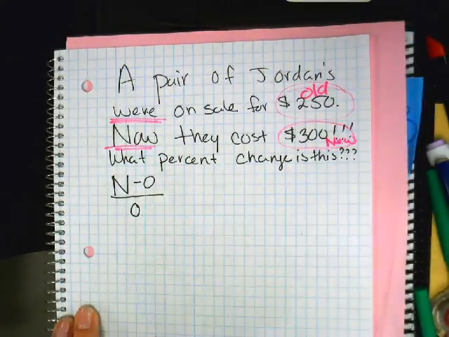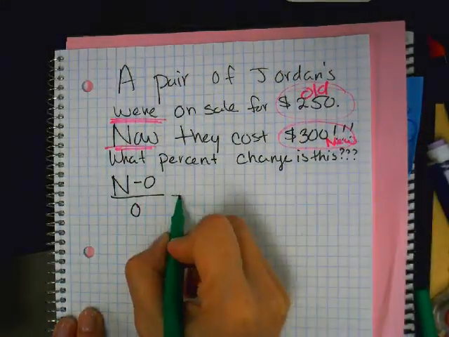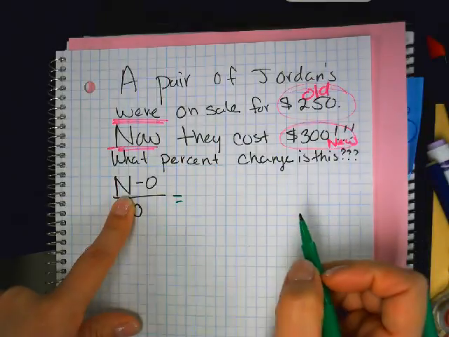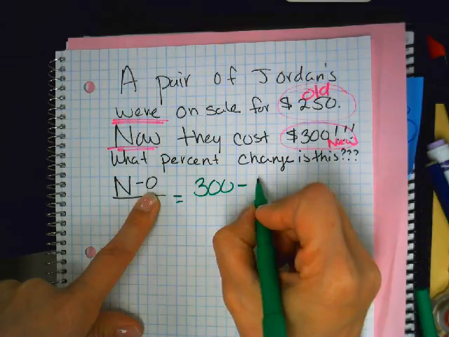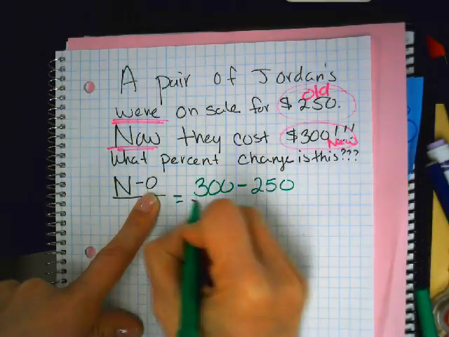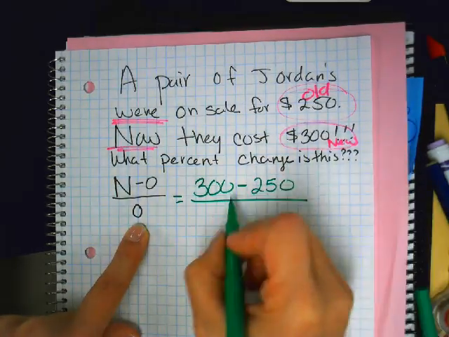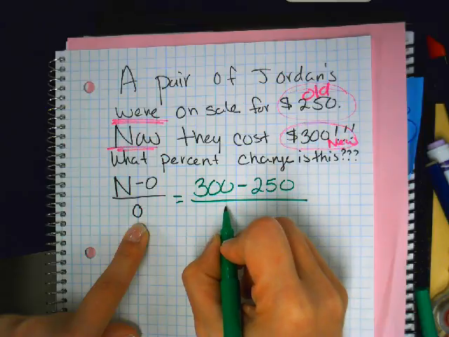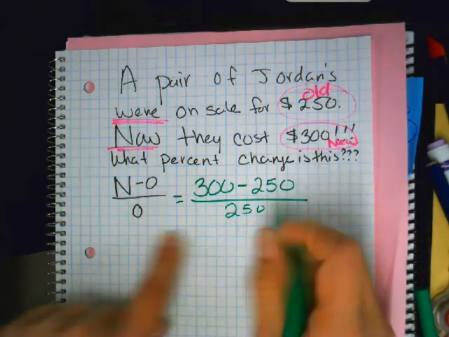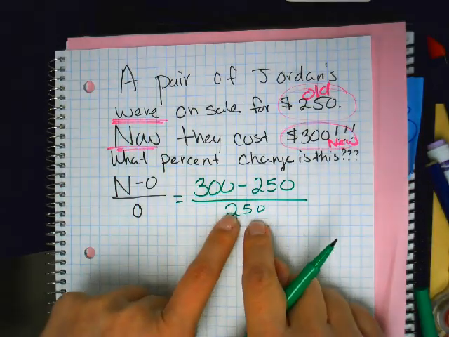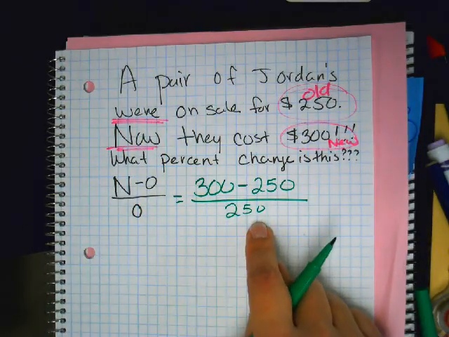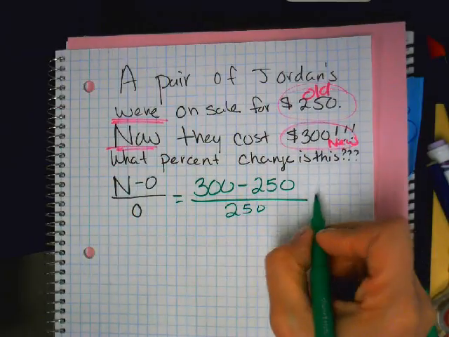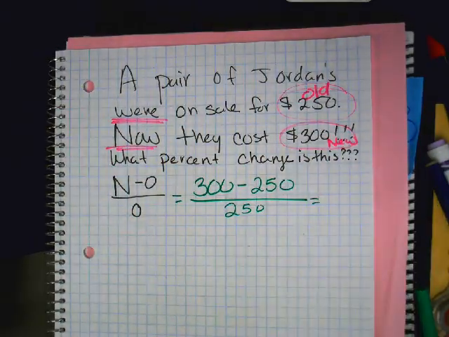All right. So let's plug in our numbers. What's the new price? Minus, what's the old price? Divided by? 250. This is where kids mess up, this bottom number. And if you don't put the right number at the bottom, everything's going to be wrong. So be very careful. All right. It's all about learning.